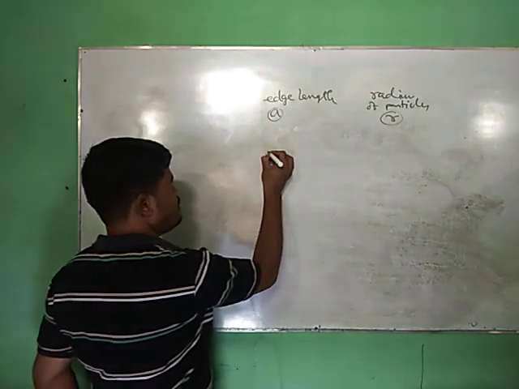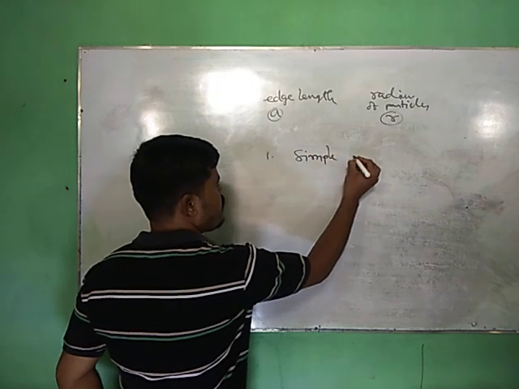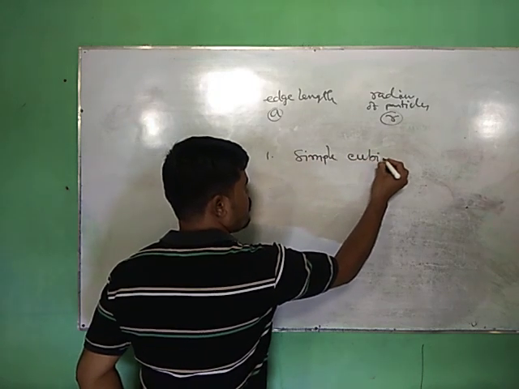We will derive these relations for different types of cubic nature. Number one, the relation for the simple cubic unit cell.